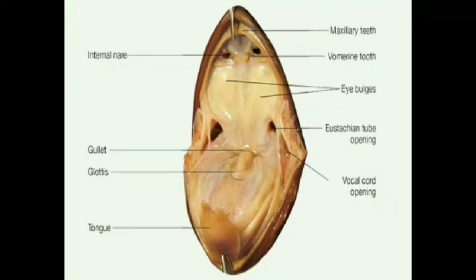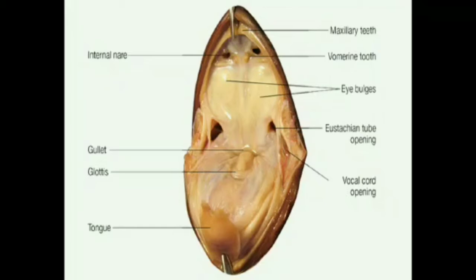Now see, pharynx is the posterior part and pharynx contains the eustachian tube openings, one pair of eustachian tube openings. It also contains openings of vocal sacs and there are two structures in the pharynx. One is gullet and the other is glottis.